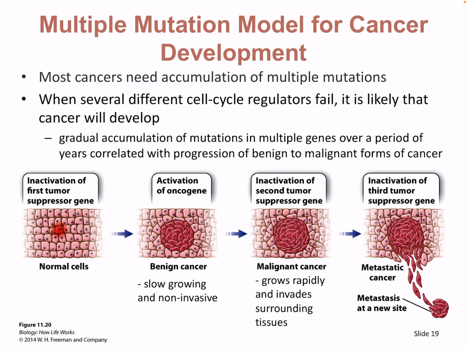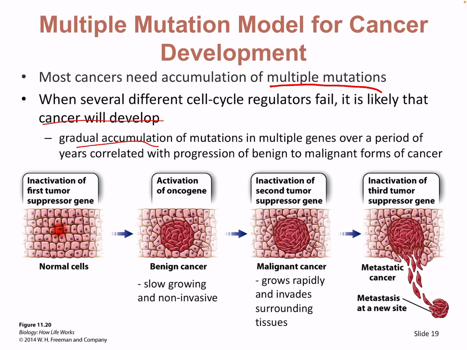One example is a multiple mutation model for cancer development. Most cancers need accumulation of multiple mutations. When several different cell cycle regulators fail, it is likely that cancer will develop. We can have gradual accumulation of mutations in multiple genes over a period of years, correlated with progression of benign to malignant forms of cancer.